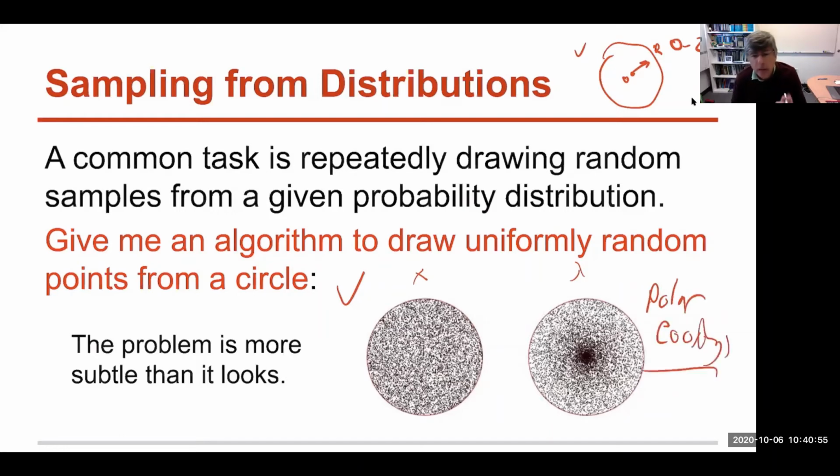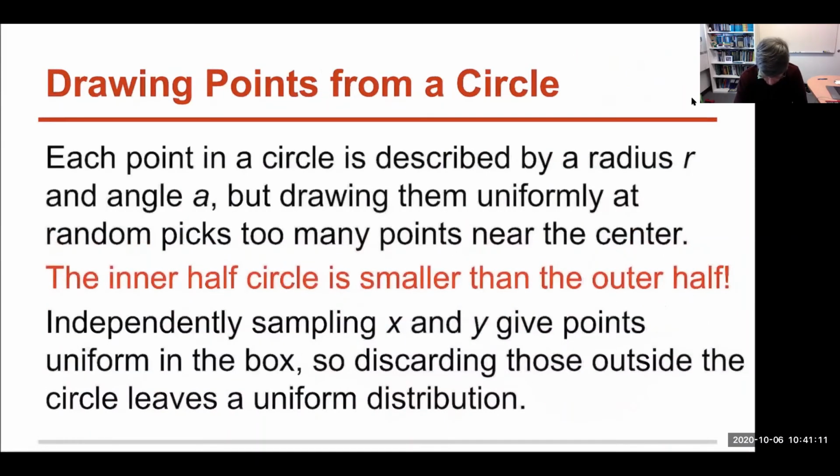Does everybody see how that is going to not generate uniform samples? Any questions? Random sampling problems are more subtle than they look. Okay? Any question? And that's basically the reasoning that I did.